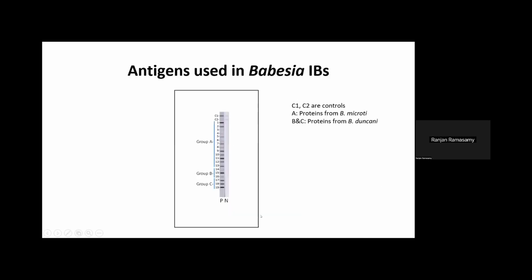So let's look at some of the immunoblots. So these are the 13 microti and 6 duncani antigens. Duncani antigens here, 14 to 19, and microti from 1 to 13. These are different proteins from the two species. C1 and C2 are control bands that are always run in immunoblots to show that the test is working. And here the antigens have been reacted with a mixture of polyclonal antibodies that would pick up all of these antigens. And this, the negative strip, is reacted with control serum.